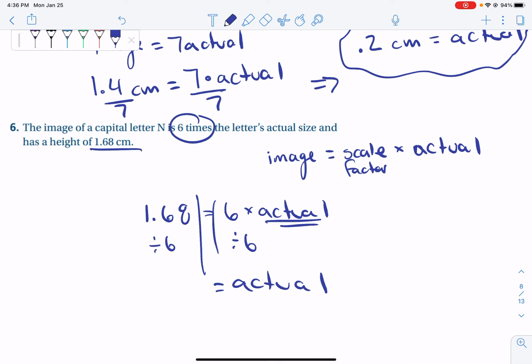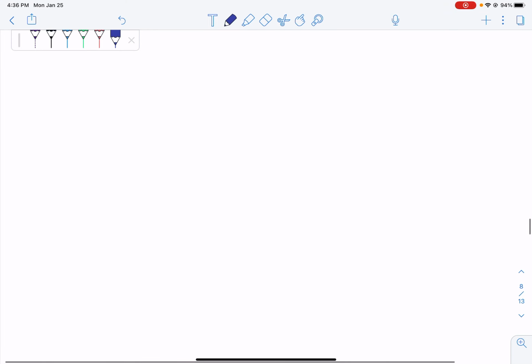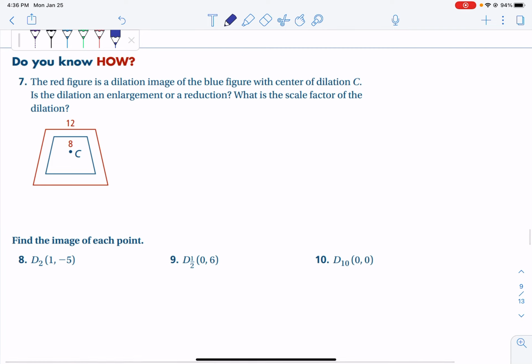and you're going to end up with, let's see, 168: that's going to go in 20 times, and then it's going to go in another 48. So 28, so 0.28. Sounds about right. Centimeters would be the actual height of the letter. So your image is the scale factor times the actual. Sometimes it'll give you the actual and it'll want you to find the image, which I think we're going to do next. All right, so this says number 7.